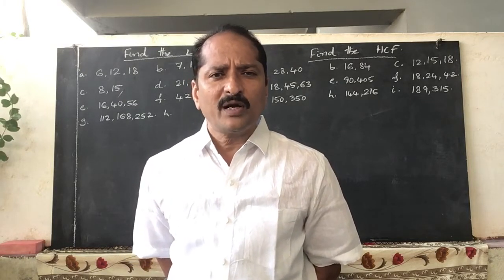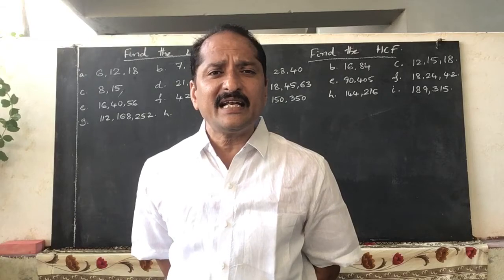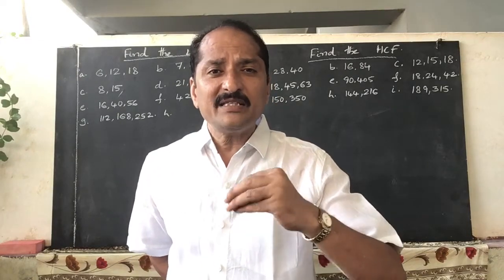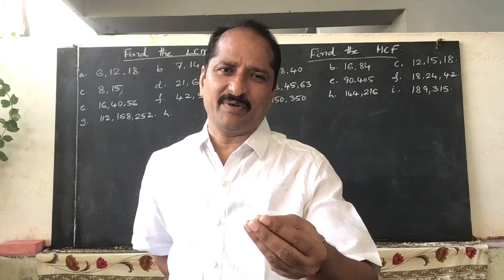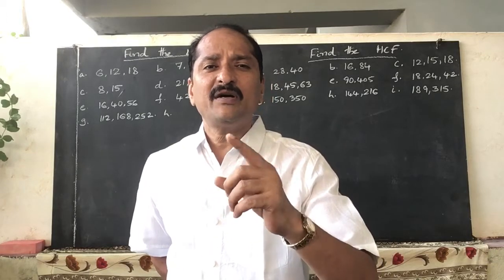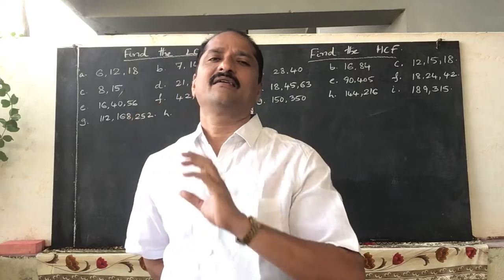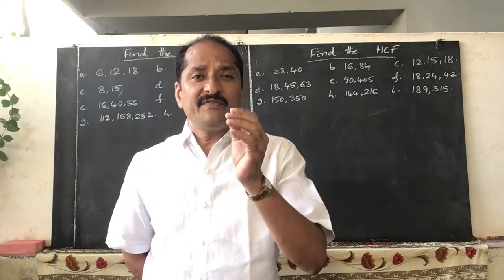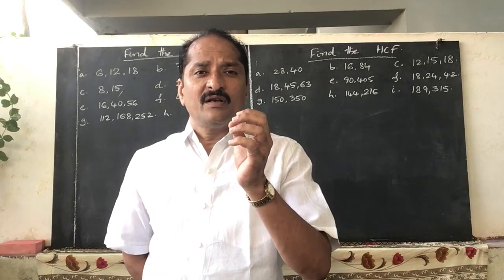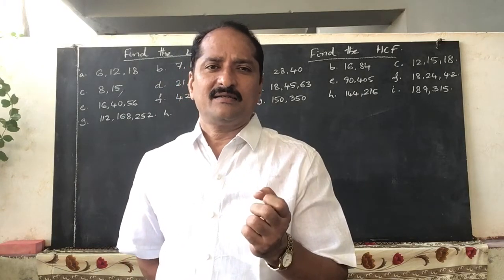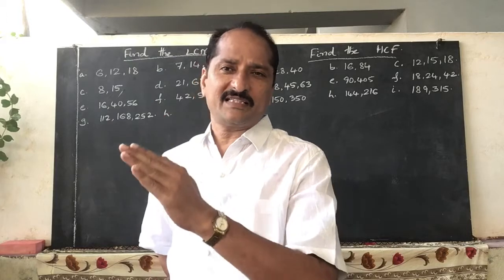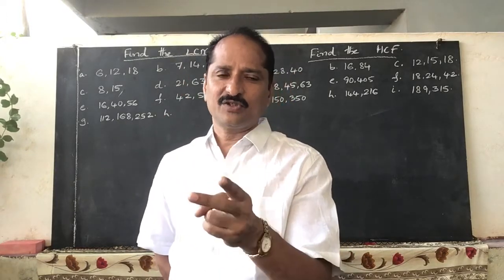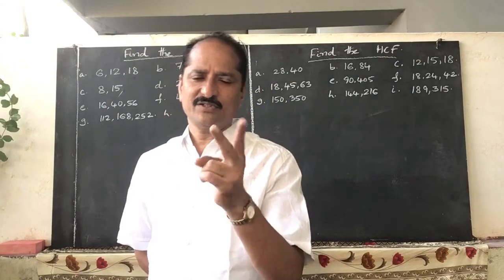Of the two or more numbers, if the greater number is a multiple of the smaller number, then the LCM of those numbers will be the greatest number only. Or reversely you can say like this: if the smallest number is a factor of the greatest number and the greatest number is a multiple of the smallest number. So observe carefully. Reversely also you can say.